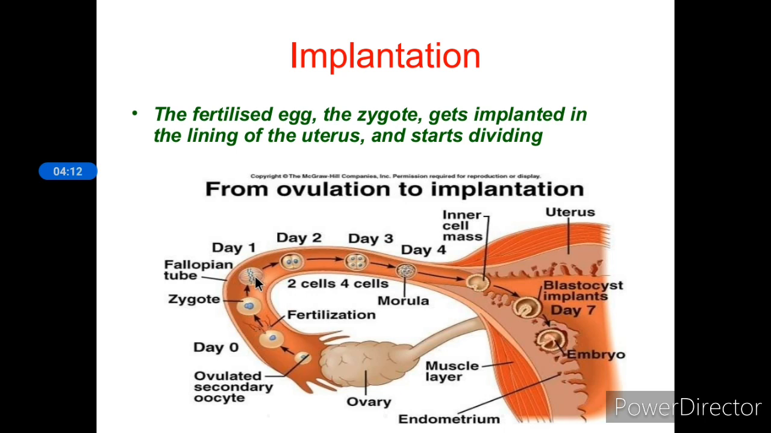It starts dividing or multiplying. On day 1, day 2, the cells start multiplying, and on about day 7 it will be almost reaching the lining of the uterus. The fertilized egg, the zygote, moves and is implanted in the lining of the uterus, and further starts multiplying there. Here you can see the developing embryo.